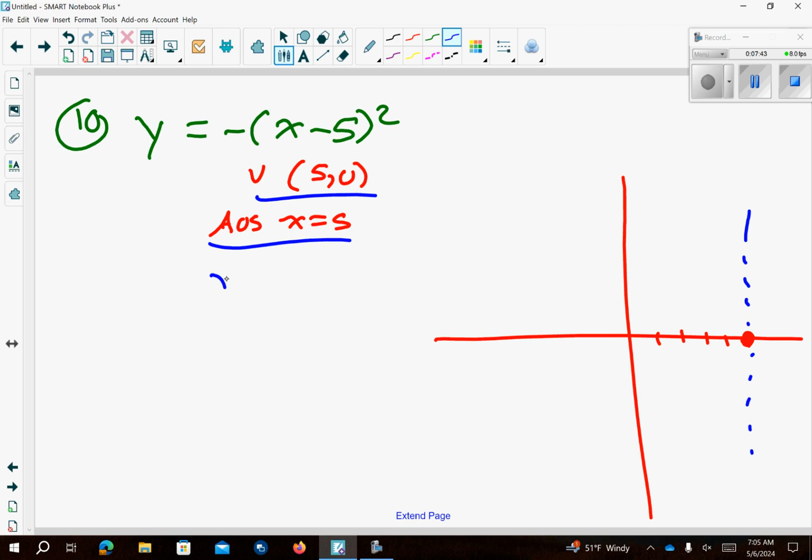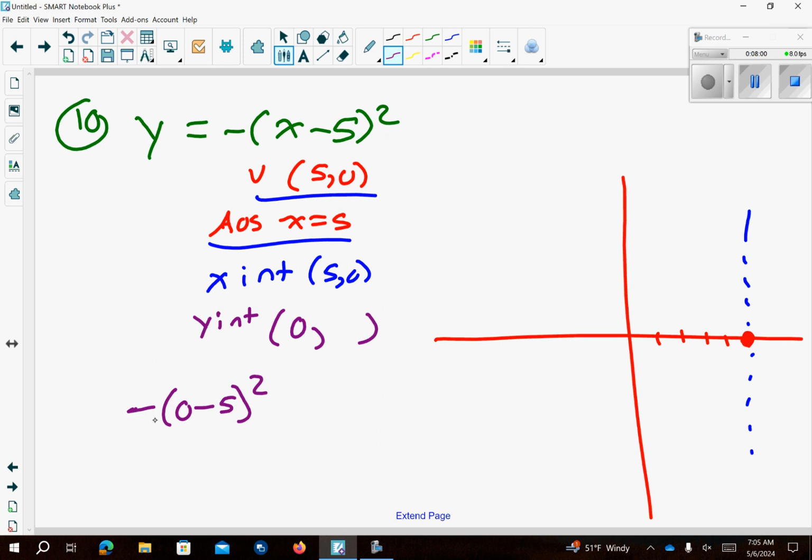X-intercept, we have the x-intercept because it already showed us that it touched there. And the y-intercept we're not sure about yet, so let's get the y-intercept out of the way. So remember, y-intercept is going to be 0, something. So let's plug 0 in. I get negative (0 minus 5) squared, which is negative 5 squared, which comes out to negative 25.